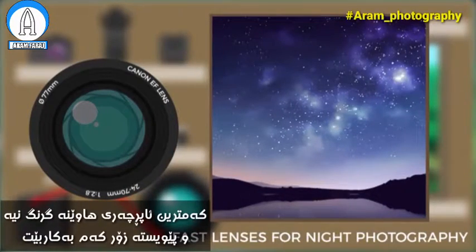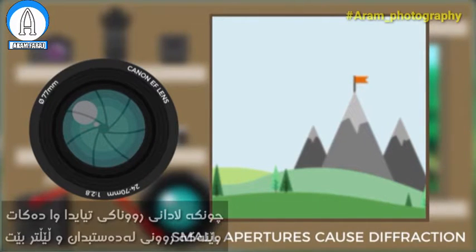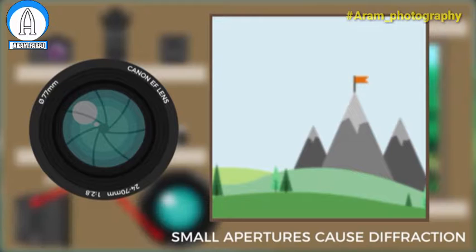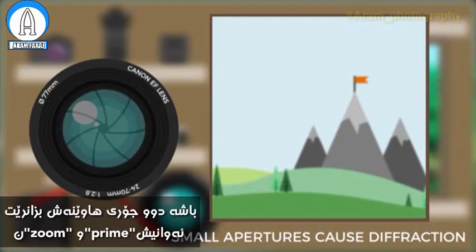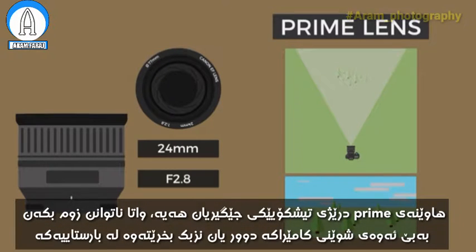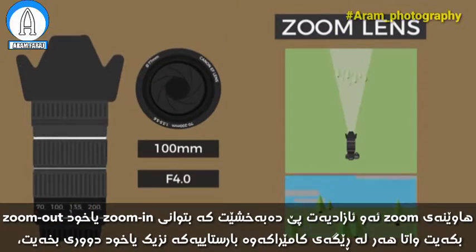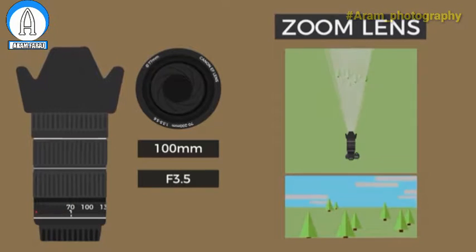The minimum aperture of a lens is usually not important and should rarely be used as diffraction will cause the image to lose clarity. It is also worth noting the two types of lenses, primes and zooms. Prime lenses have a fixed focal length, meaning they cannot zoom without physically moving closer or further away from the subject. Zoom lenses give you the flexibility to zoom in or out of an object while remaining stationary.